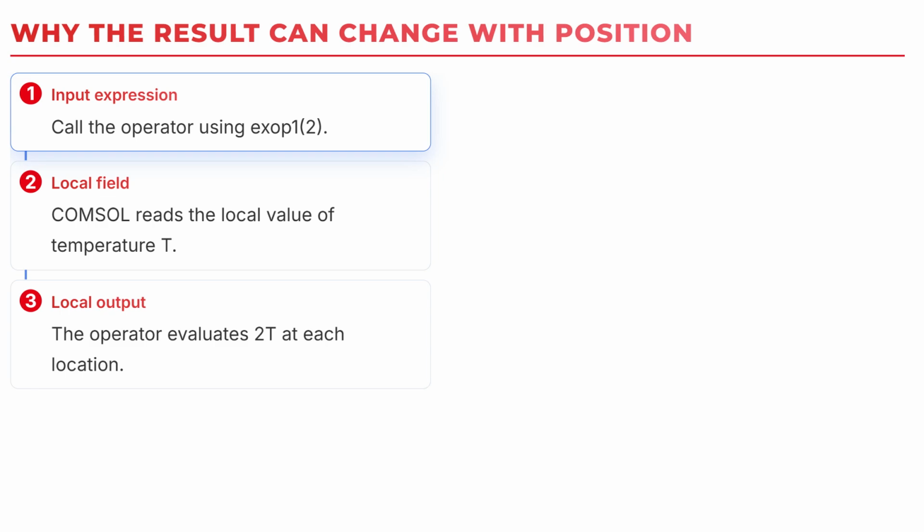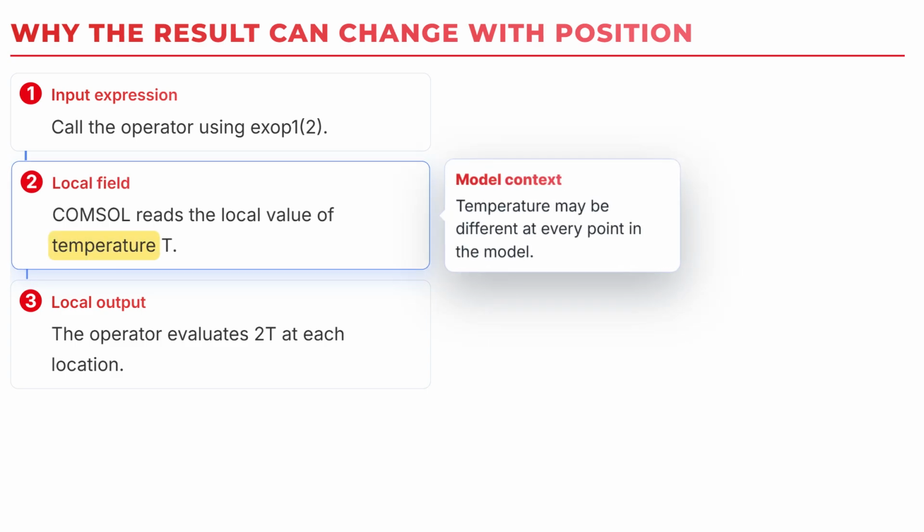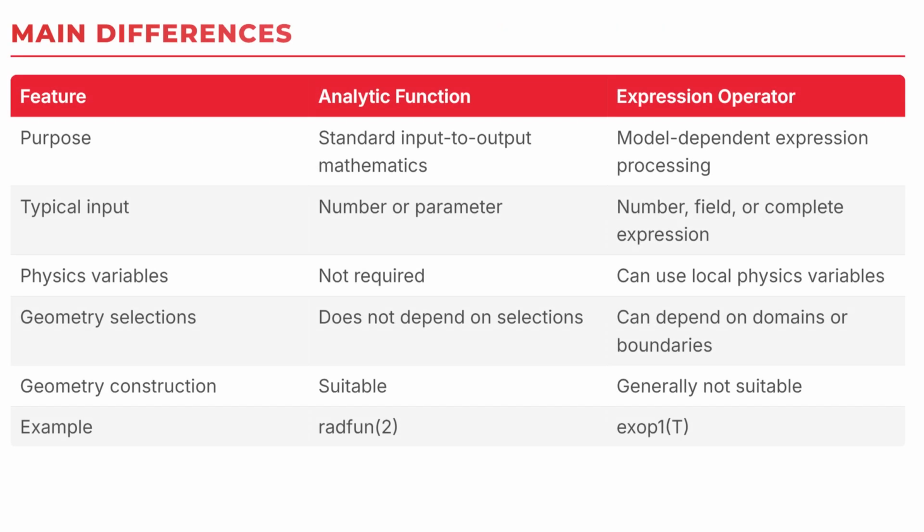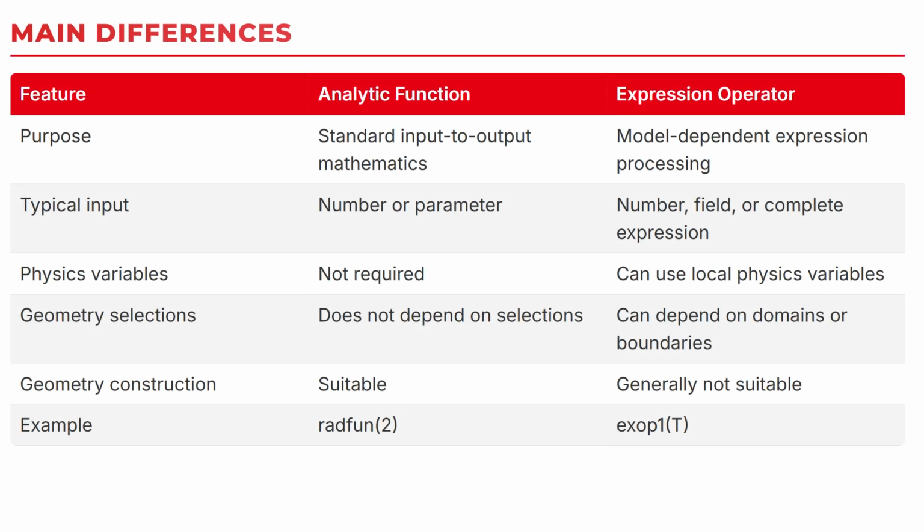Now, for the input expression, we use 2 as the value of q. Let's say COMSOL reads the local value of temperature T. Now the local output changes when the temperature field changes, and it becomes 2T. So the main difference that we see is that they are for different purposes.